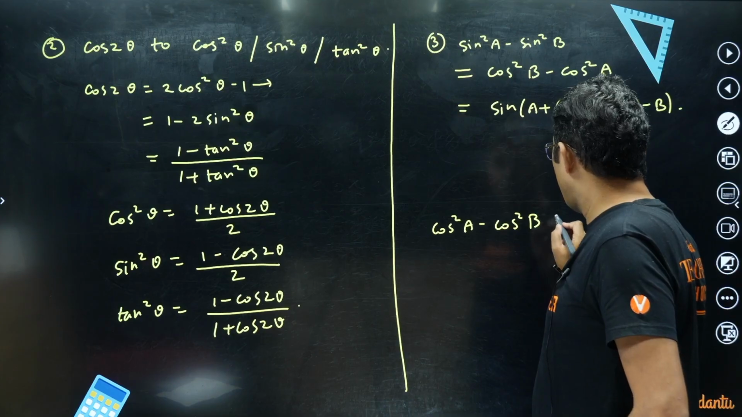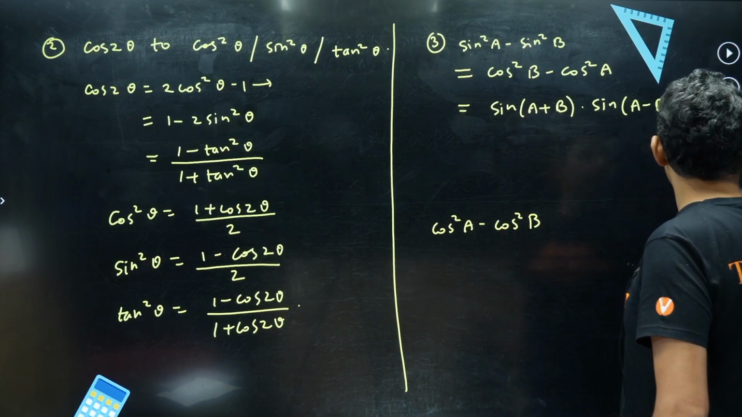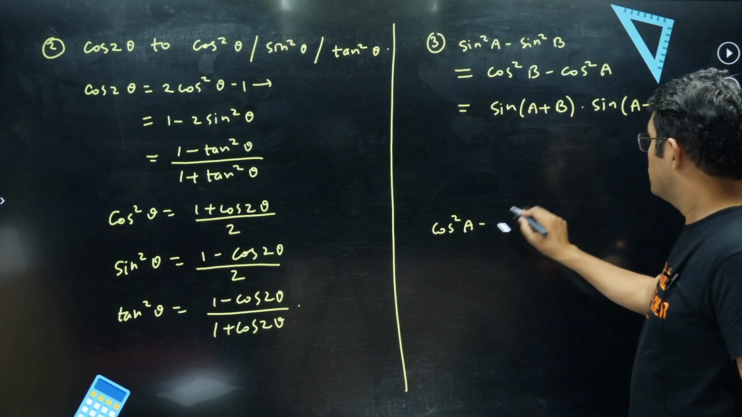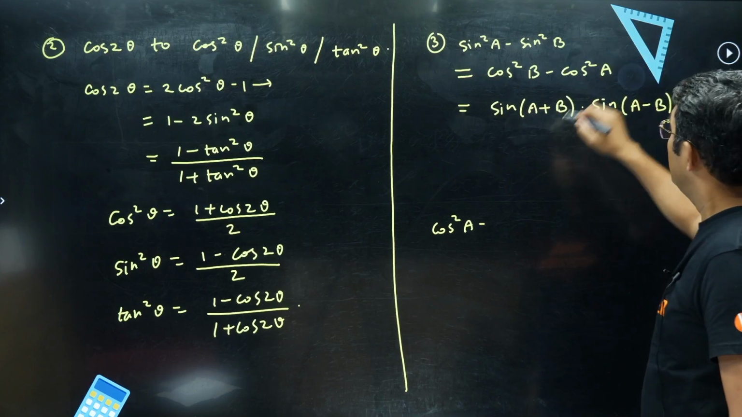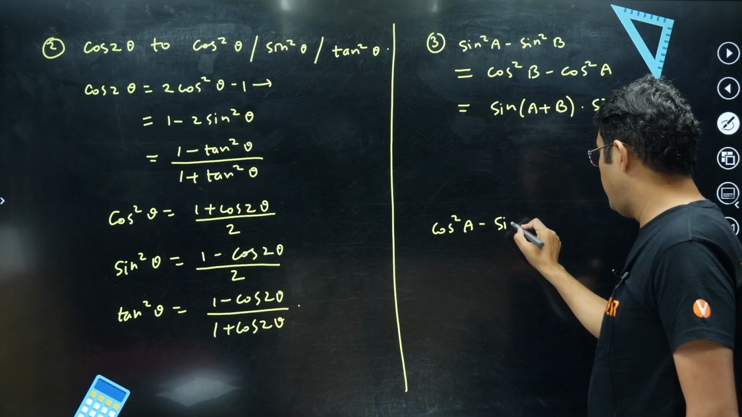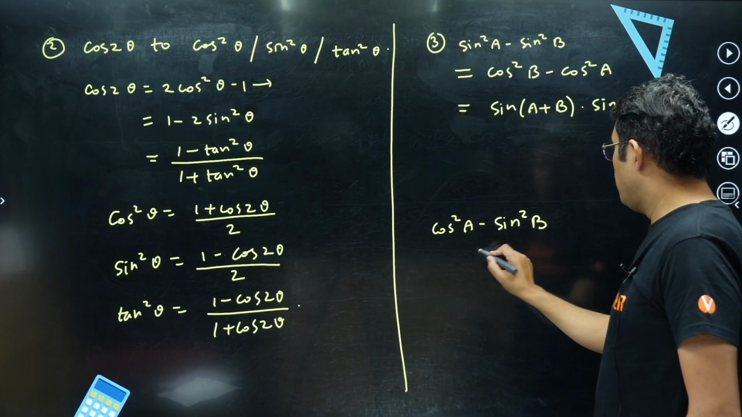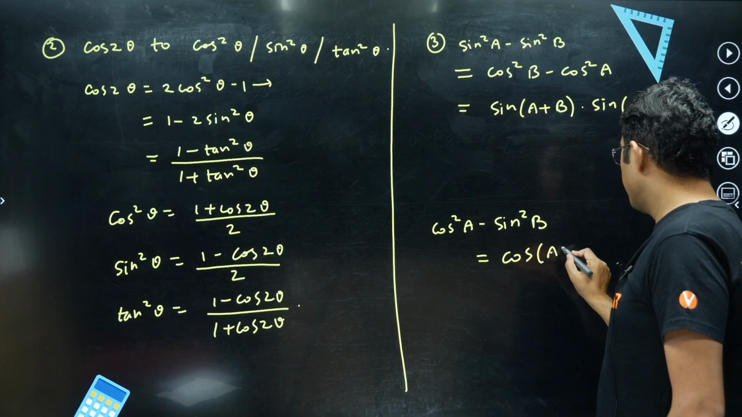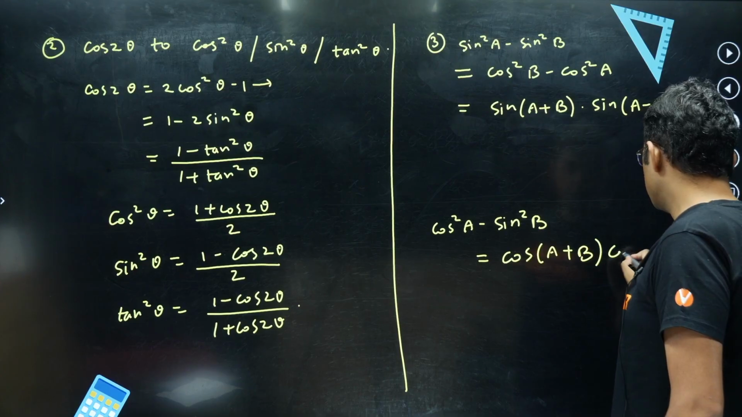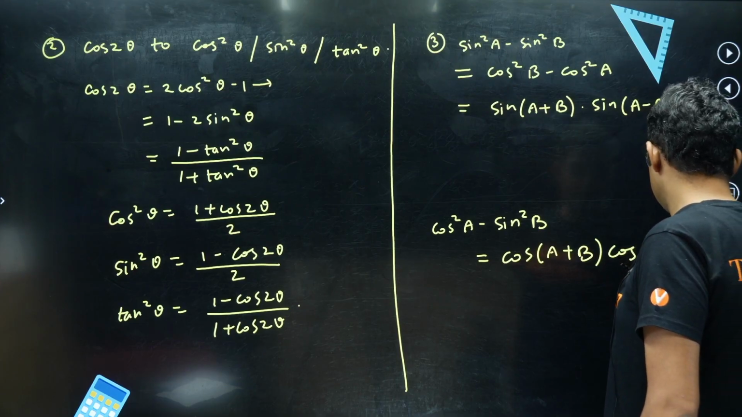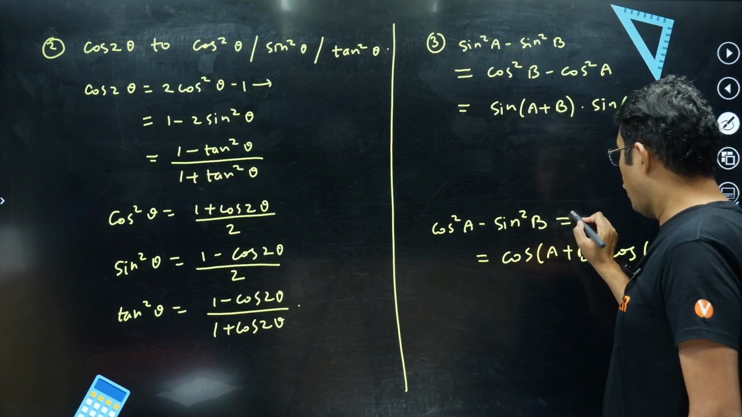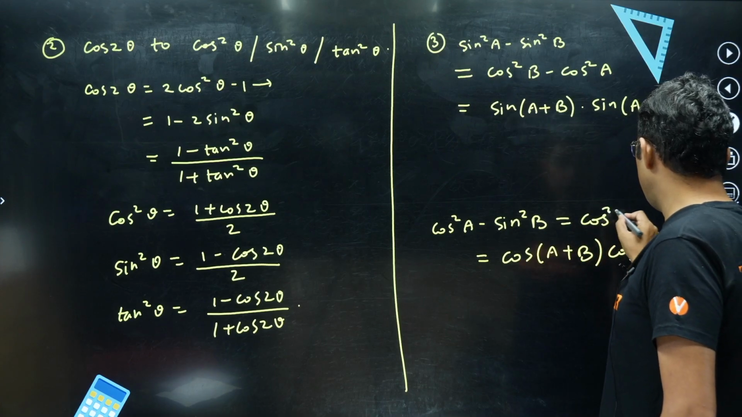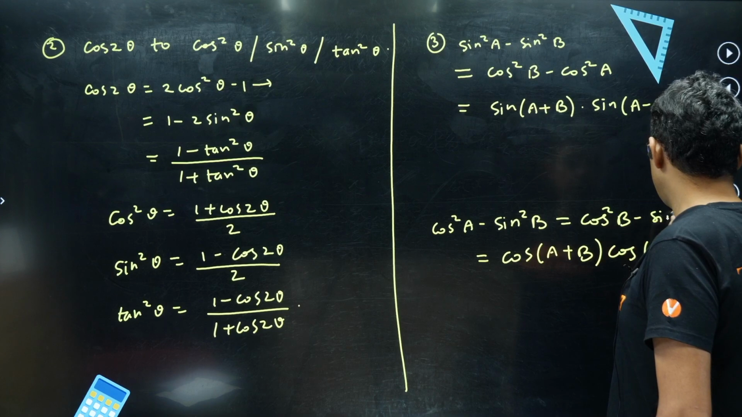And similarly, cos square a, I think I have written it slightly wrong, so this is already taken care of. Cos square a minus sine square b would be cos of a plus b into cos of a minus b. This can also be written as cos square b minus sine square a.